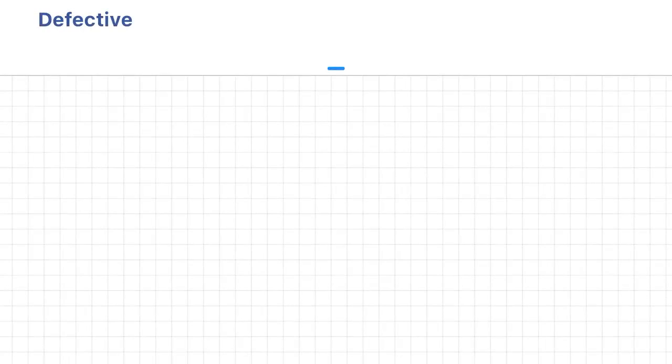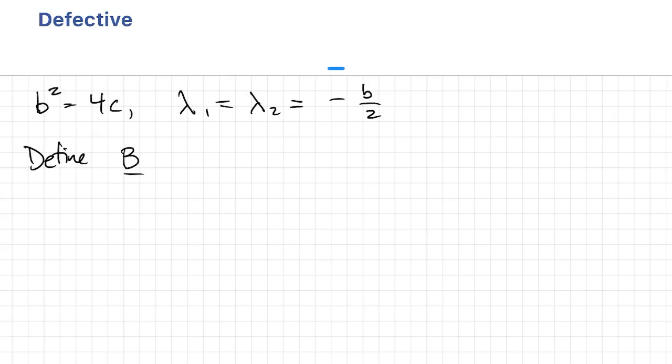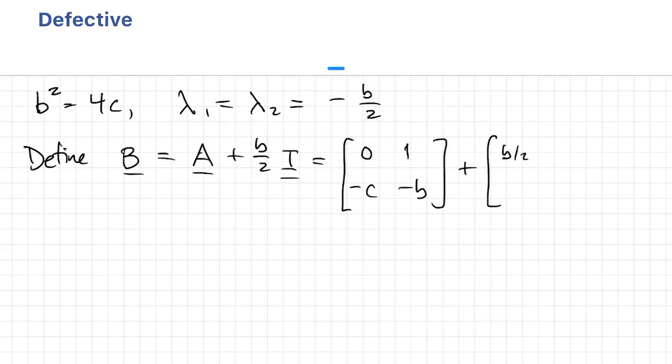Now to produce the solution in the defective case. This occurs again when b squared equals 4c, and then the double root is negative b over 2. We take the same tactic as we did in the defective case before. We'll shift b by a multiple of the identity, and we'll apply the fact that c is equal to b squared over 4.